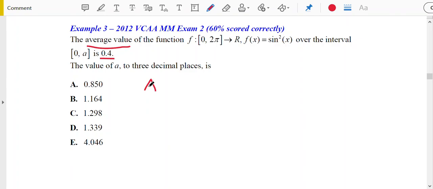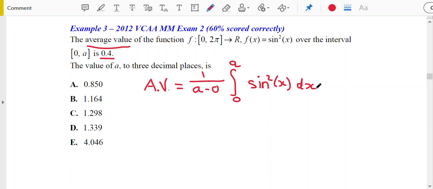So when we write an expression for the average value, it's 1 divided by the interval b minus a. So our interval is 0 to a, so it will be 1 divided by a minus 0, because a is the upper limit, 0 is the lower limit, all multiplied by the integral from 0 to a of our function sine squared x dx. So that's an expression for the average value, but we're told the average value is 0.4.